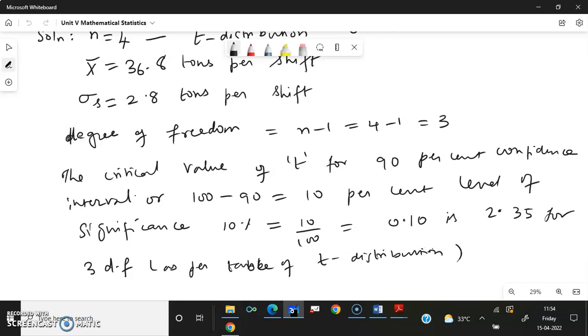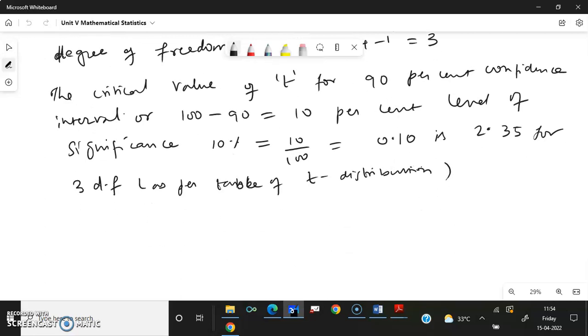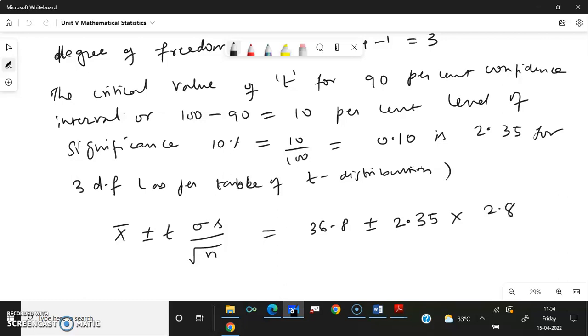This is from the table of T distribution, right? So what is the formula? X bar plus or minus T times s by root n. So X bar will be 36.8 plus or minus the T value, which is 2.35, into s, which is 2.8, by root n, and n is what? 4. So we are trying to estimate.